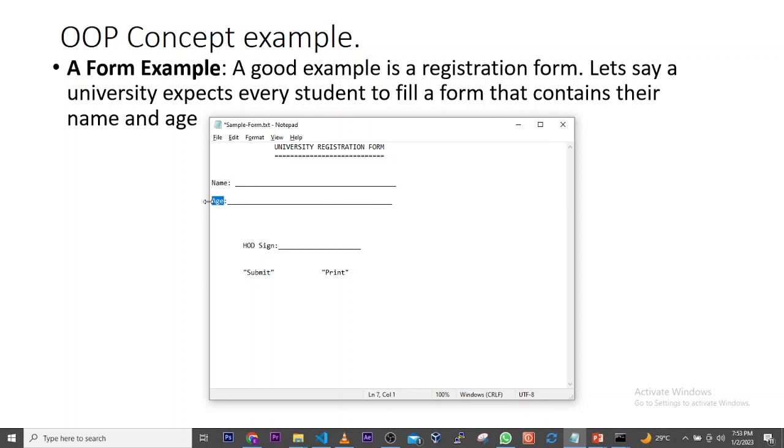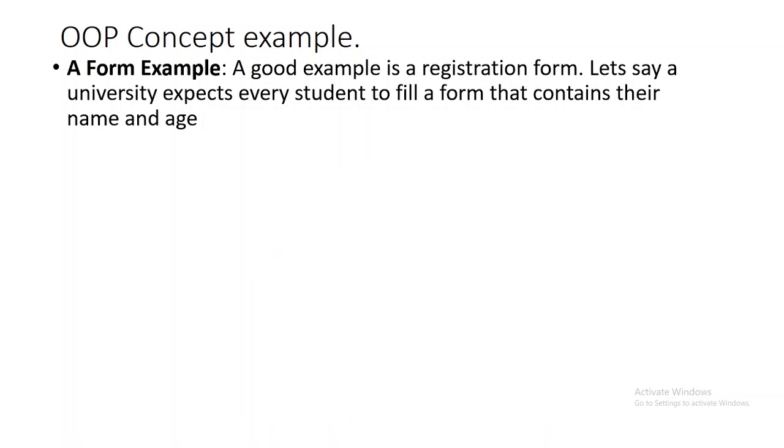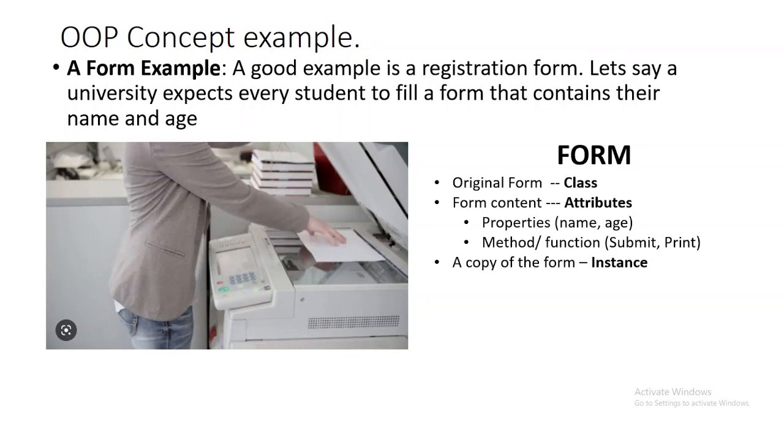And we also have some other stuff there, which is where the HOD signs. This represents a button. You click a button to submit, or you click a button to print. In object-oriented programming, that Word document that was created by the registrar is called a class.